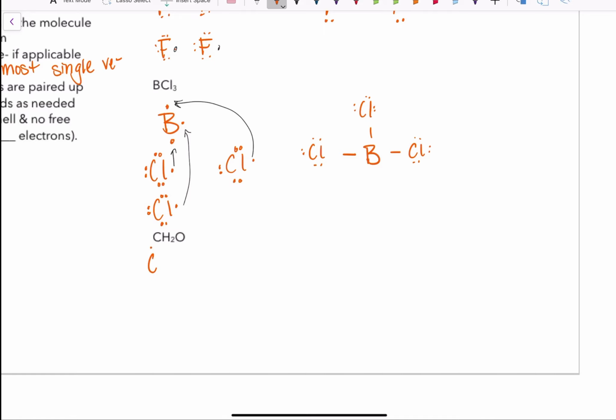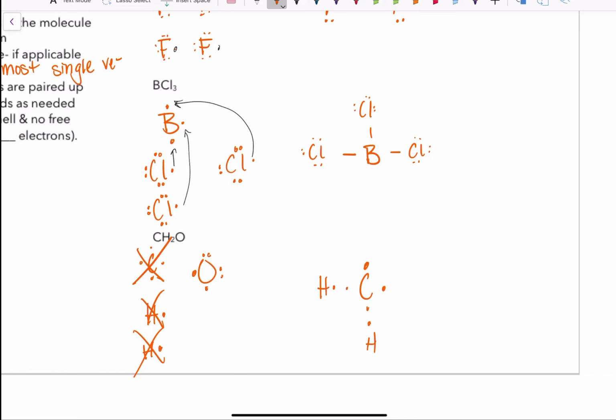For CH2O, we have 1 carbon, 2 hydrogens, and 1 oxygen, and this is probably the most difficult one on here. For this one, most single dots wins in the center. That's carbon. Whenever carbon's around, it likes to be the center of attention. So carbon has 4 single dots. These hydrogens each have 1, so we'll just pair those up on the edge like that. And this leaves 2 single dots. We've used this, we've used this, we've used that. Carbon still has these 2 single dots that need to be bonded with.